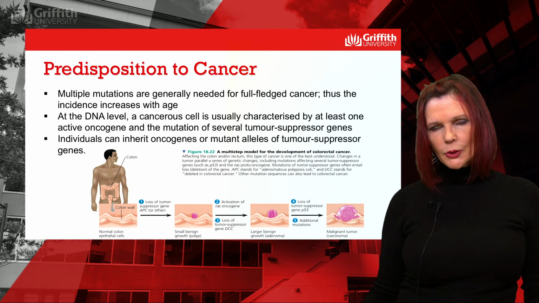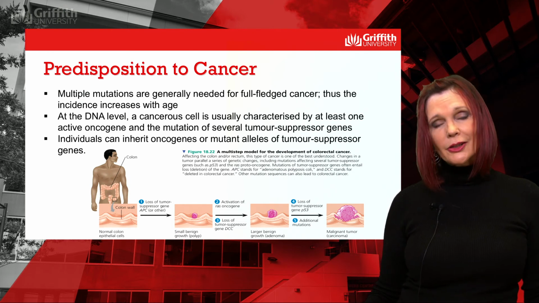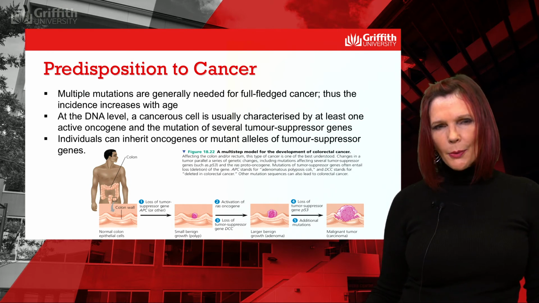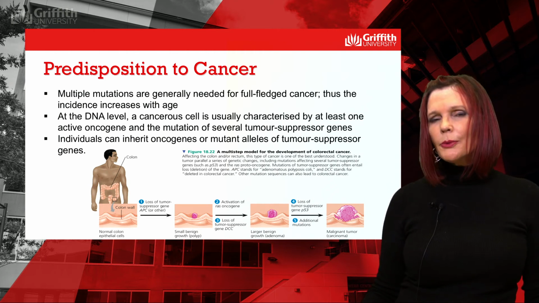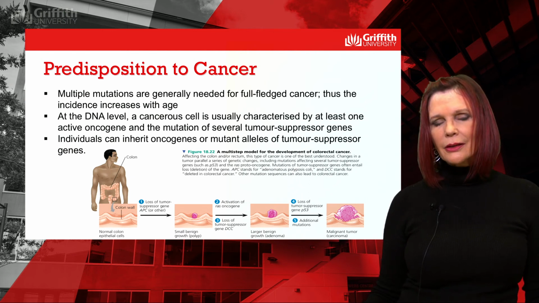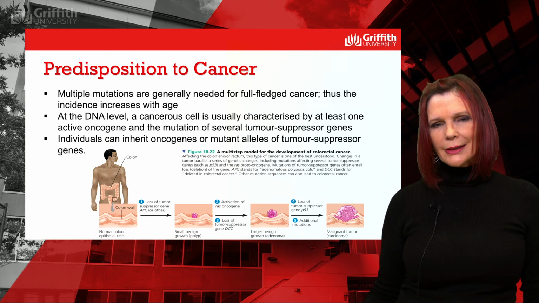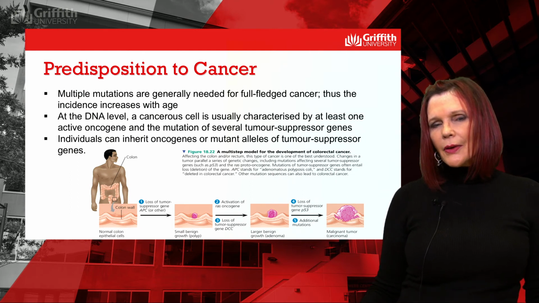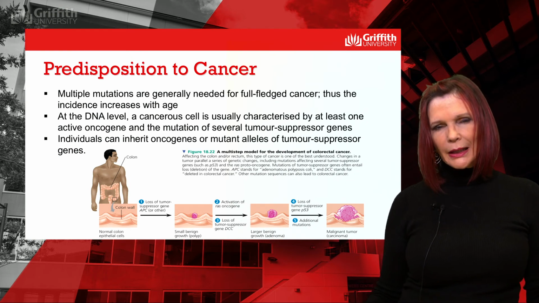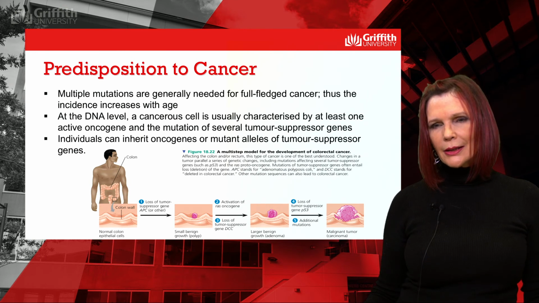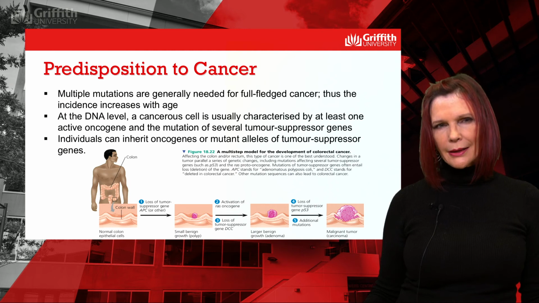Polyps usually develop due to mutations in a tumour suppressor gene such as APC. The cells of a polyp, although they look normal, divide frequently. As the polyp grows, it can become malignant due to gradual accumulation of mutations that convert proto-oncogenes into oncogenes, such as activation of RAS genes and by knocking out p53 tumour suppressor gene. Individuals can inherit oncogenes or mutant alleles of tumour suppressor genes, and as a result, these people are more susceptible to colon cancer.